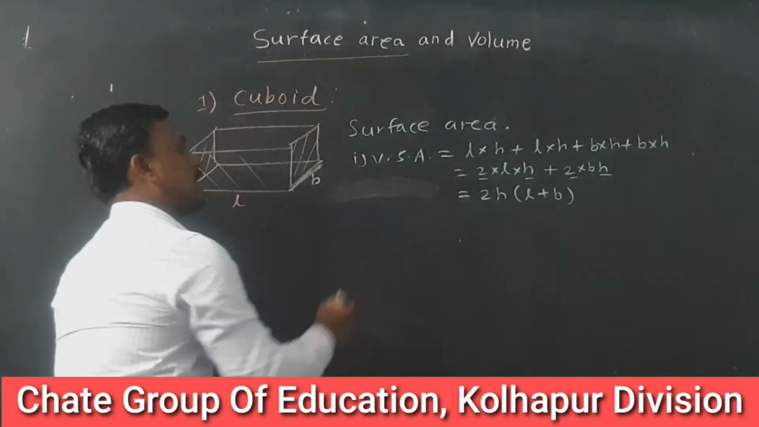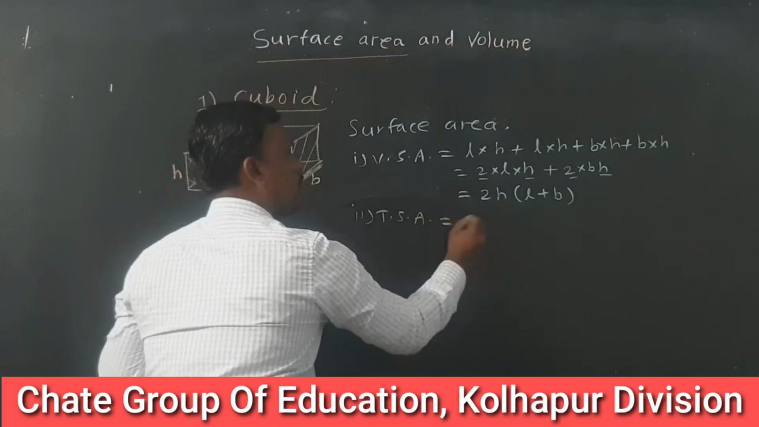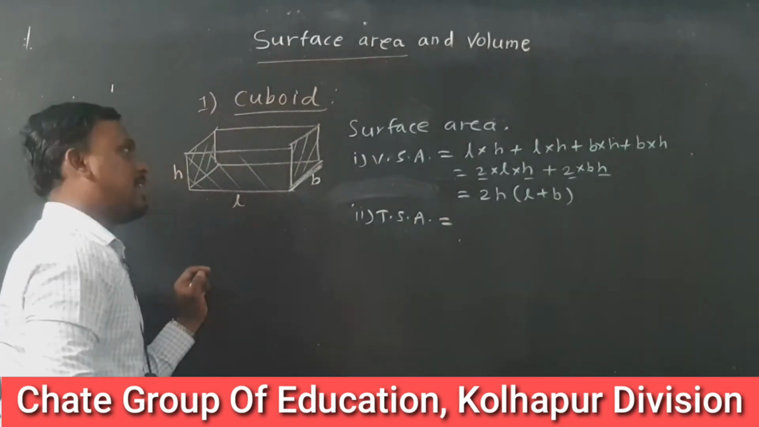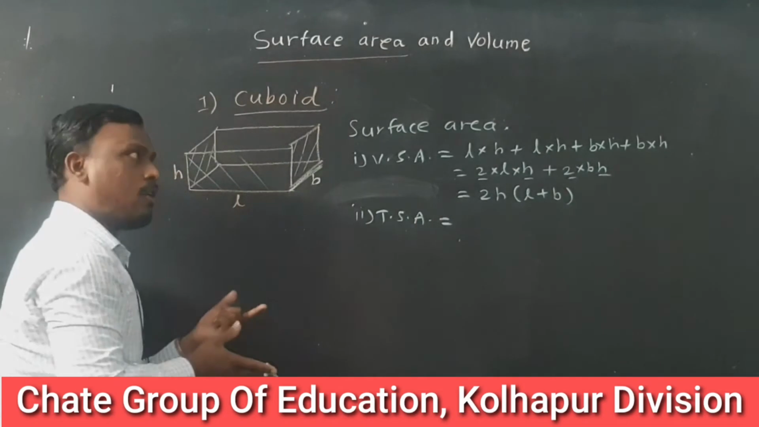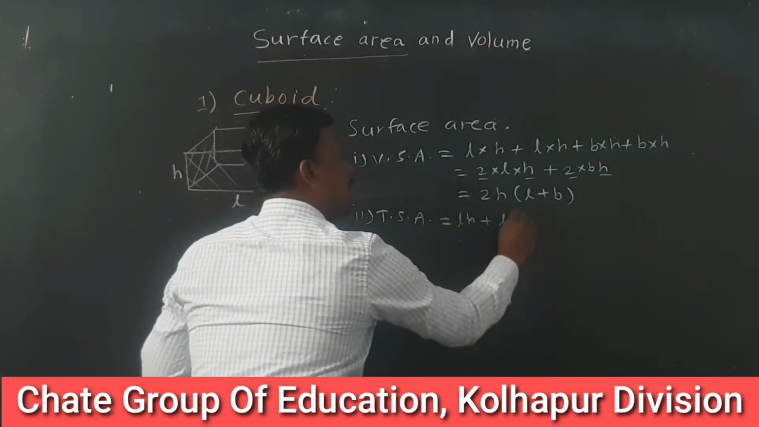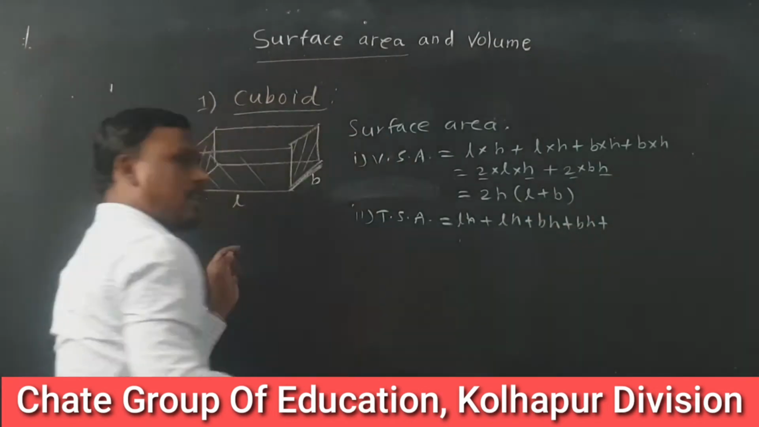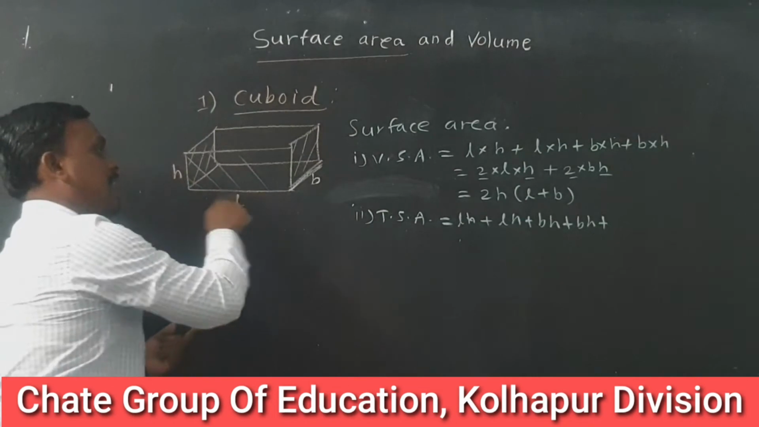Now we will see the total surface area. How to calculate the total surface area? The four surfaces we have already calculated, so write as it is: LH plus LH plus BH plus BH. Now the remaining two surfaces, top and bottom, are L into B.